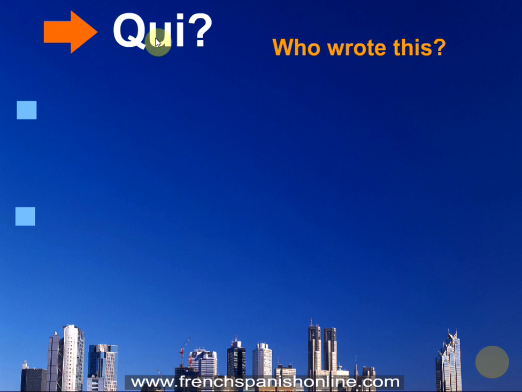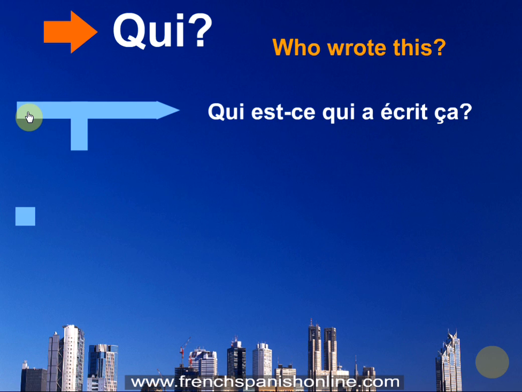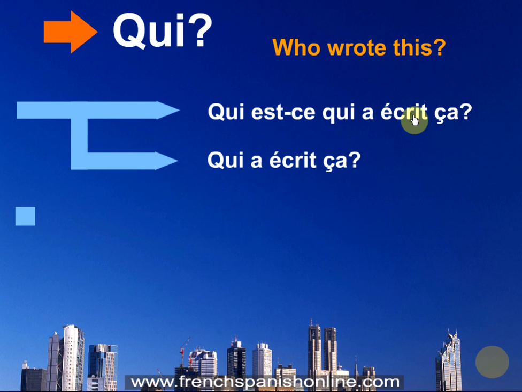Qui, for example, to translate who. Who wrote this? So we have only two possibilities here. Qui est-ce qui a écrit ça? Note that here we have a second qui. Qui est-ce qui a écrit ça? And qui a écrit ça? The last one is not possible here because qui is the subject of the sentence and not a complement.